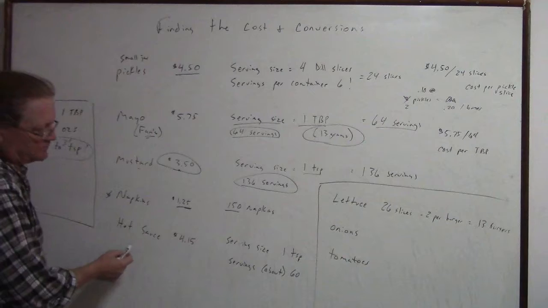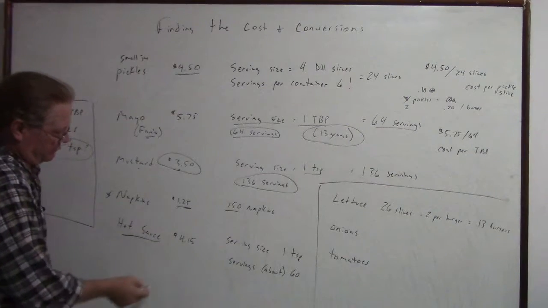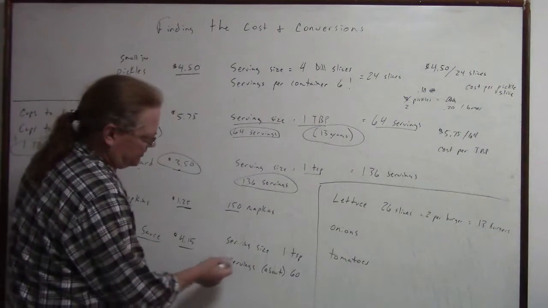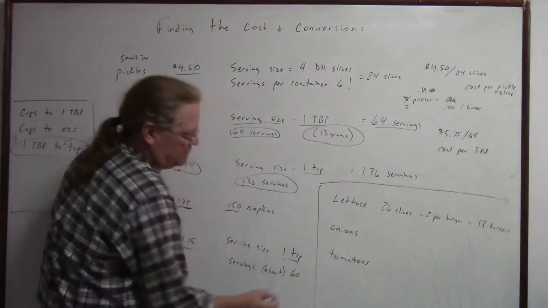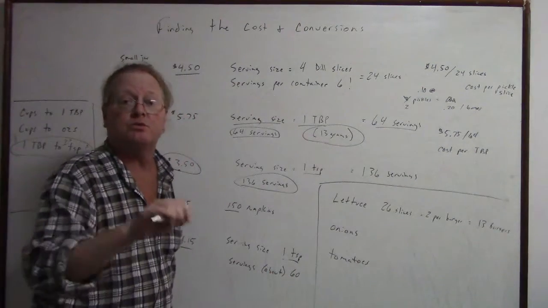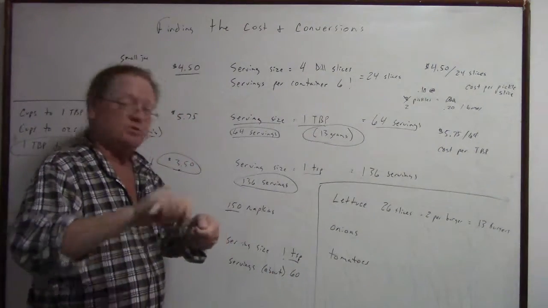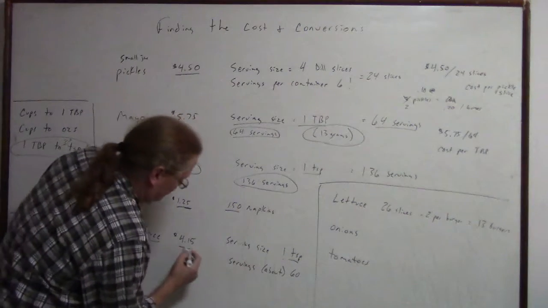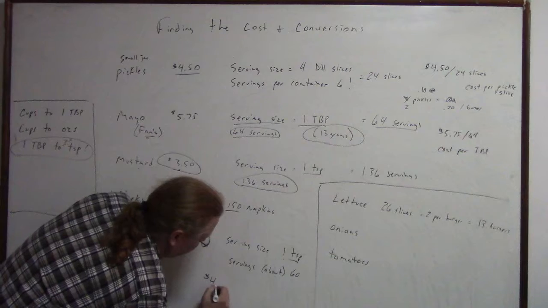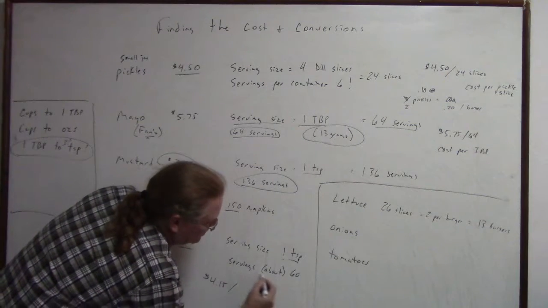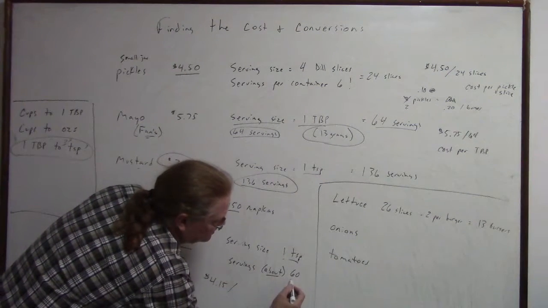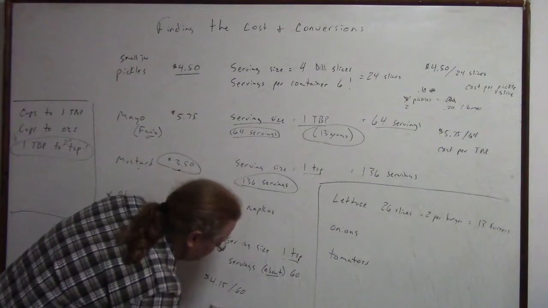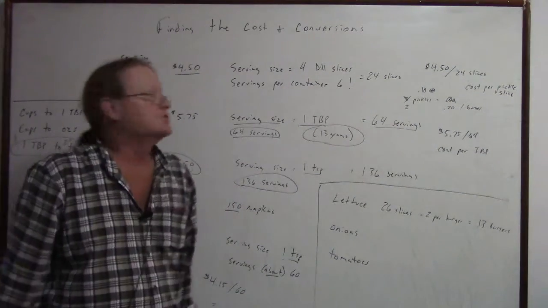Hot sauce, the Marie Sharps, I think it was $4.15, 1 teaspoon. Is that right? I don't know. Go shake out, get a teaspoon. Put your pepper in there. Does that look right? If it is, you get $4.15 divided by approximately, it says approximately 60 servings, which will give you the cost per serving.